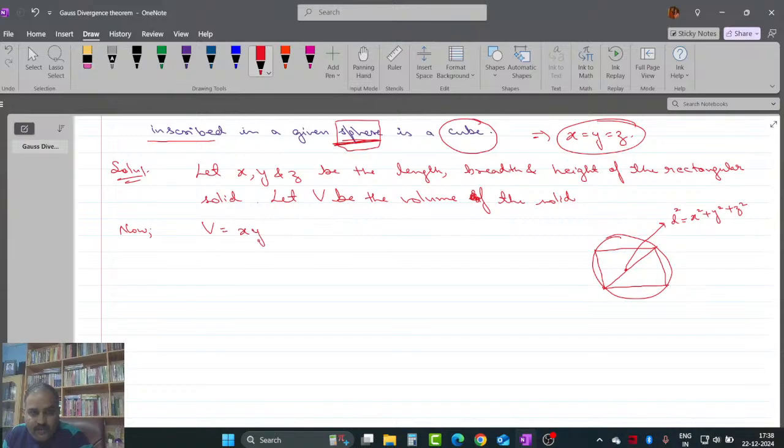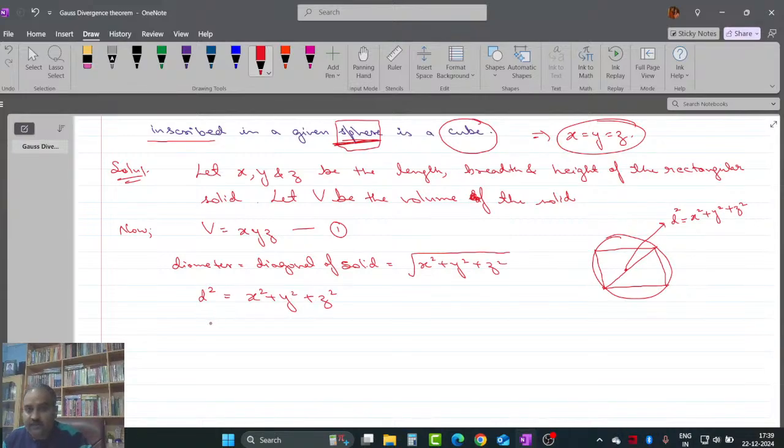Volume is equal to length into breadth into height. Let it be equation number 1. And diameter is equal to the diagonal of the rectangular solid, and that will be equal to the root of x square plus y square plus z square. So what I'm doing, I'm just taking d square is equal to x square plus y square plus z square.